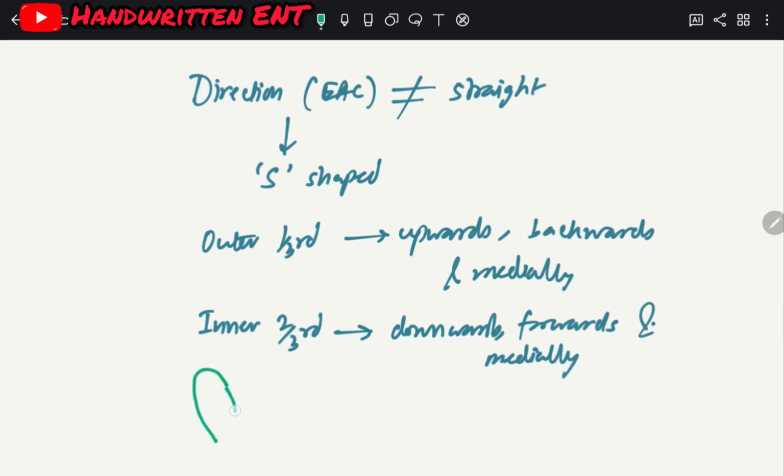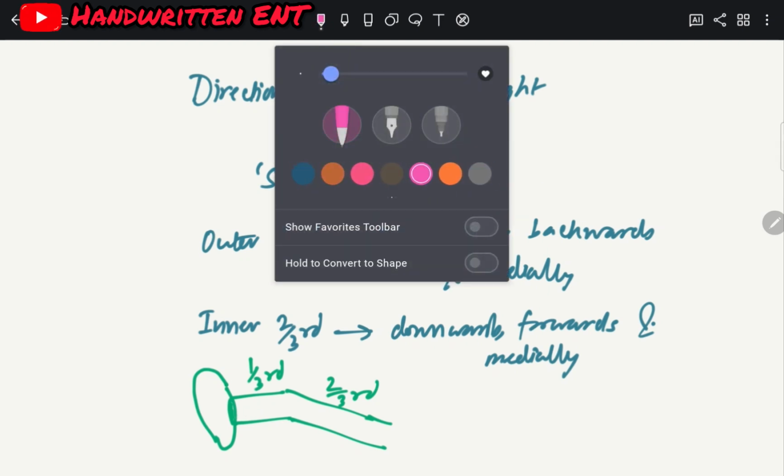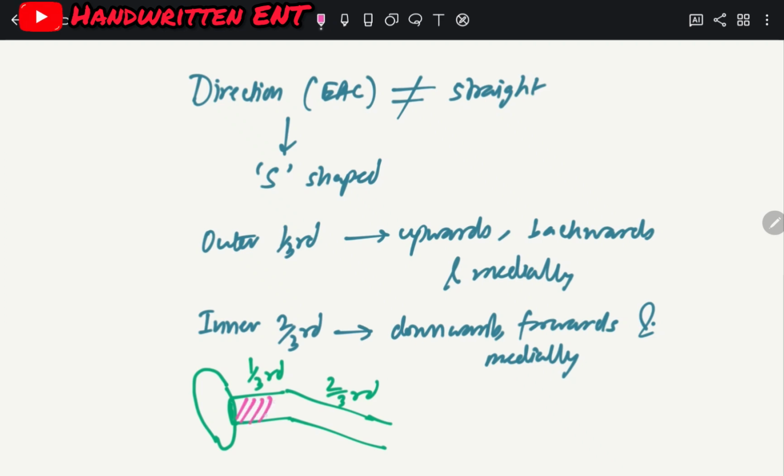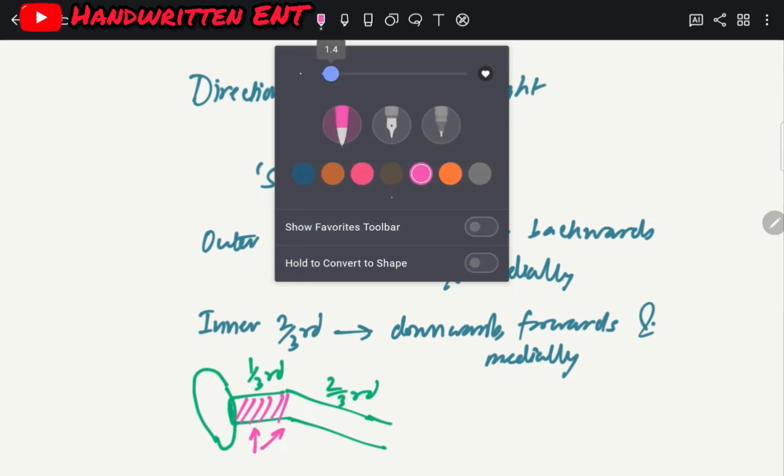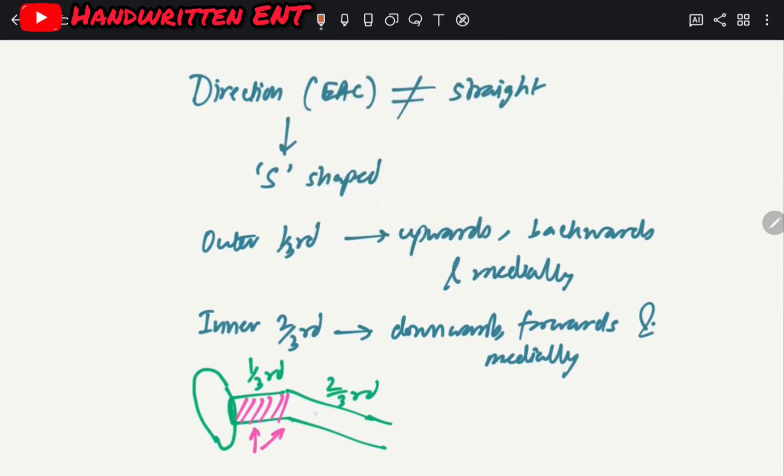Suppose this is the pinna and this is the concha. So this is the outer 1/3 which is cartilaginous and this is the inner 2/3 which is bony. So as you can see, the direction over here, the outer 1/3, it is a bit upward, it is backward and also medially, while that of the inner 2/3, it is downward and it is forward and also medially.